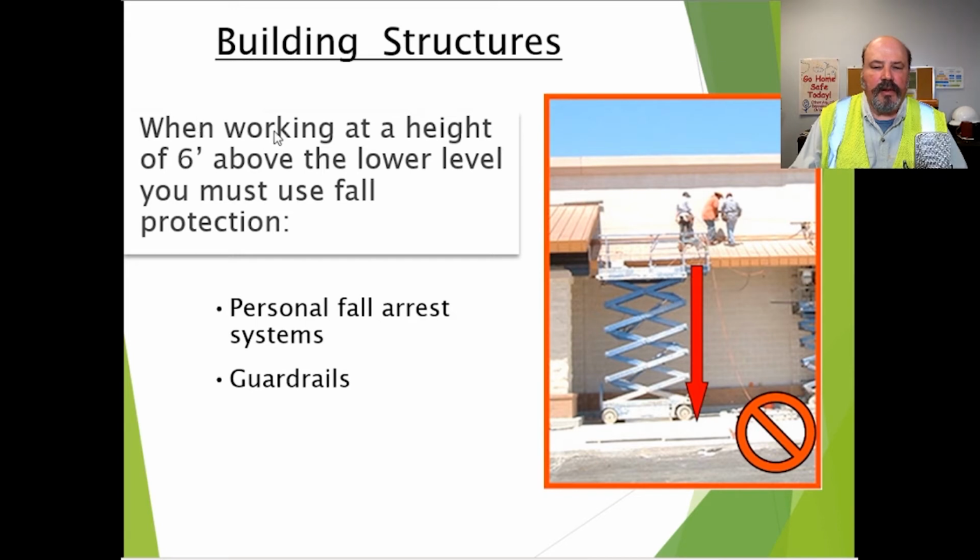Building structures. When working at a height 6 feet above the lower level, you must use fall protection. I've seen this a time or two where the guys use a scissor lift to get to the next highest elevation and then climb out of it. Well, these guys have no fall protection on. None of them have any fall protection on. Number one, if there's engineered anchor points in the scissor lift, they must be wearing fall protection to ride the scissor lift. So they would have to use either personal fall arrest systems or guardrail systems in this situation.